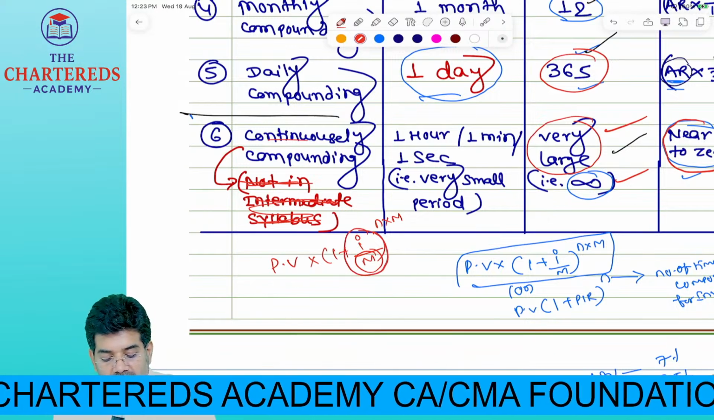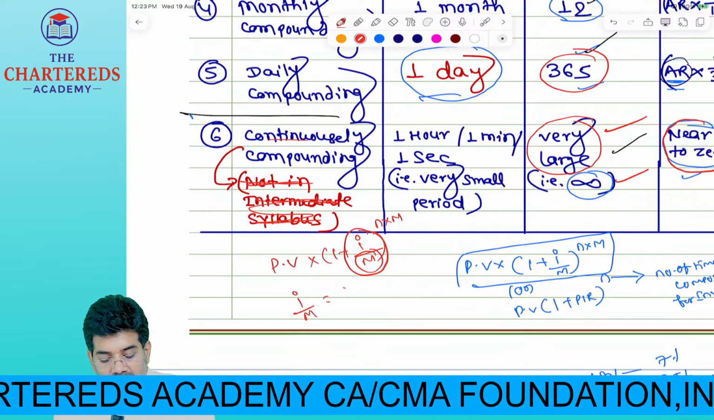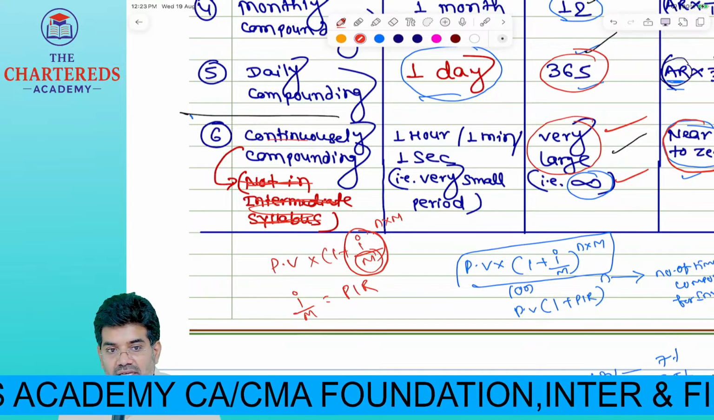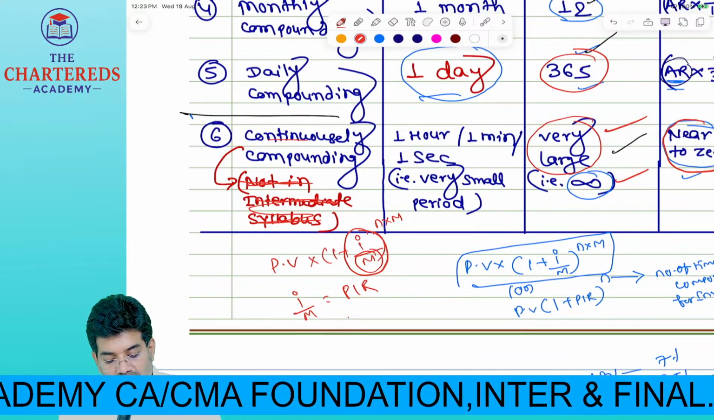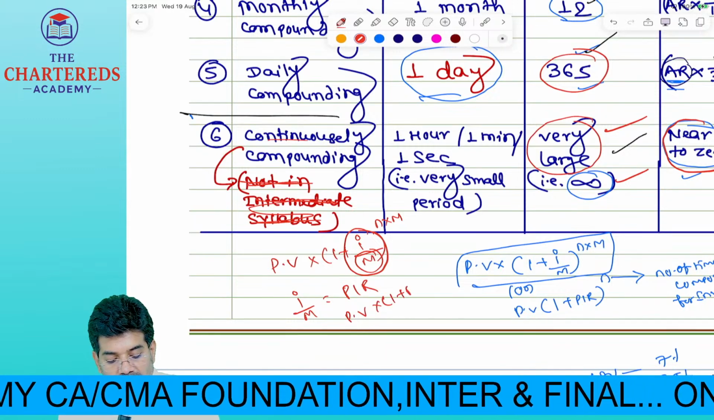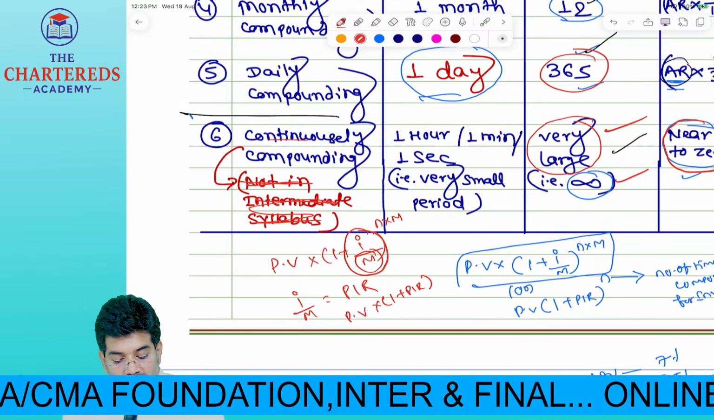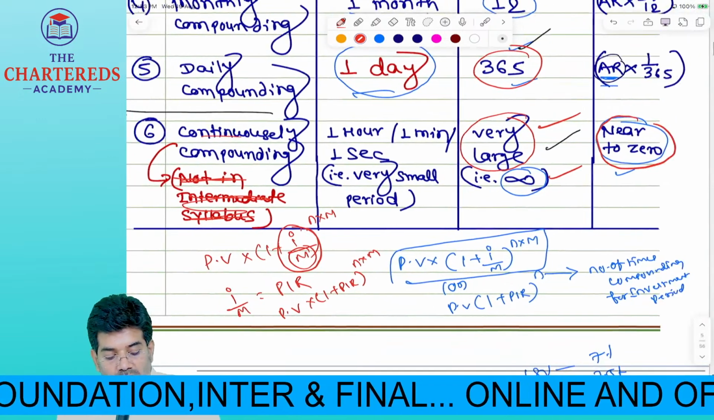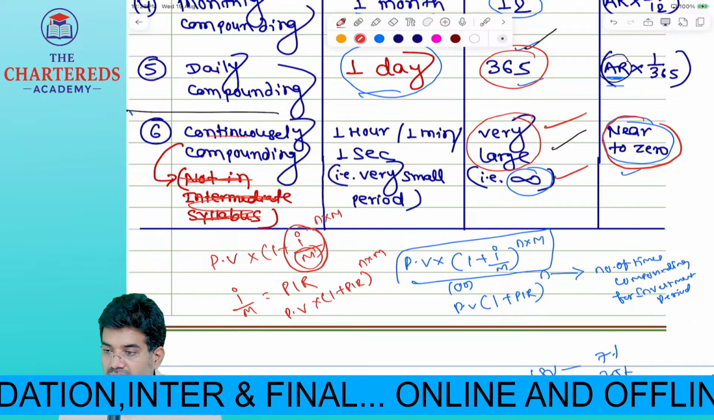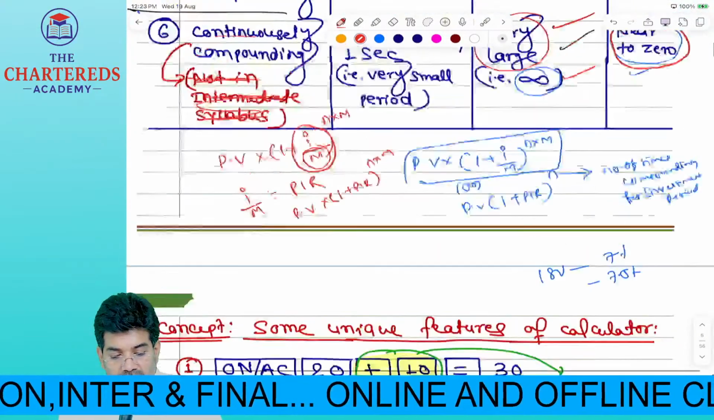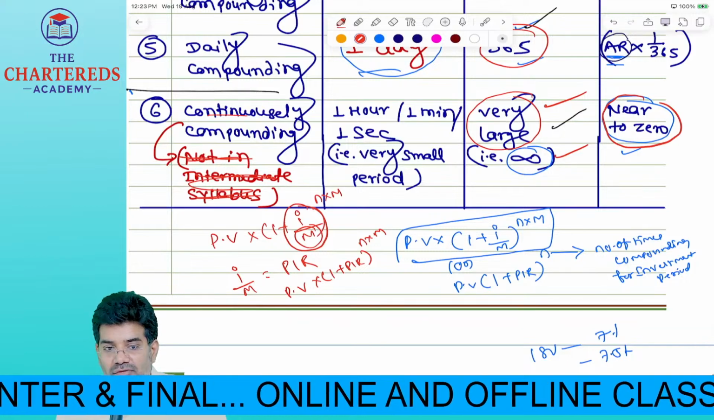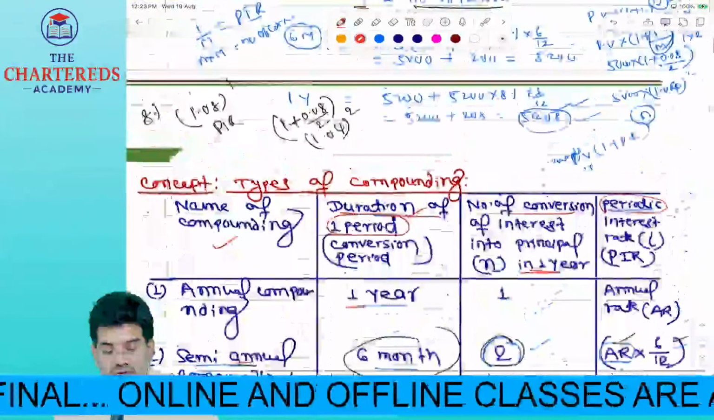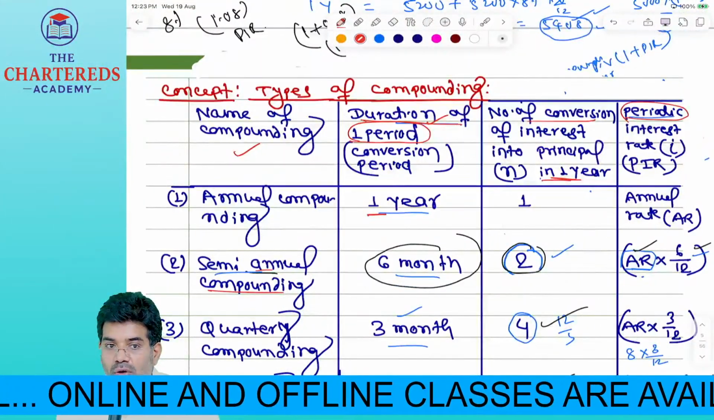I divided by m we call the periodic interest rate. So PV into 1 plus periodic interest rate whole power what? N into m, where m is the number of times compounding. Like that, the formula also you can apply. After that we will cover the techniques of the calculator, how to use the calculator effectively. So you can make a note of these types of compounding.